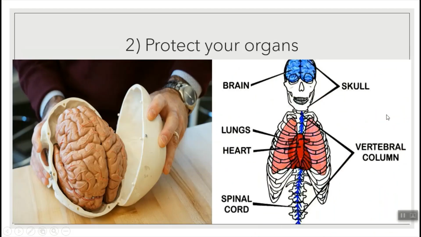Moving on. We have the second function of the skeletal system, to protect your organs. Now, this is a fake brain. Don't be worried about that. This is all a model. Again, it's a good model. Oops, going a little too far here.